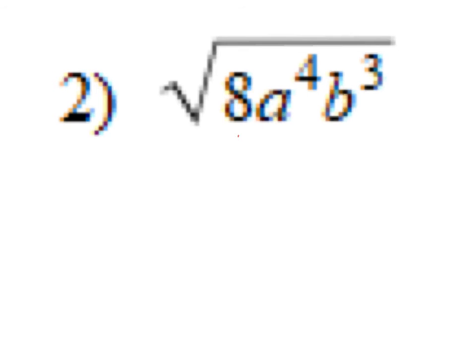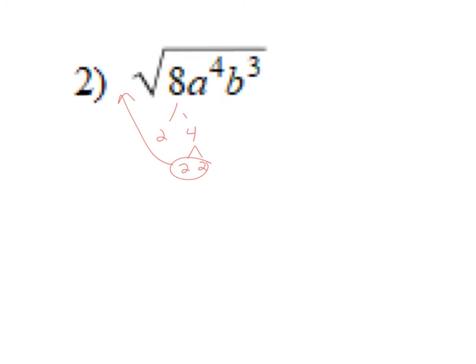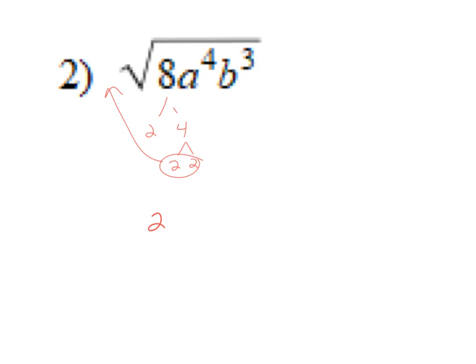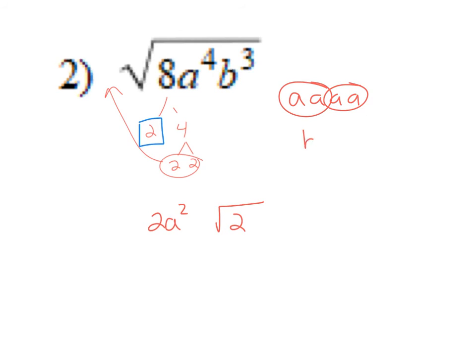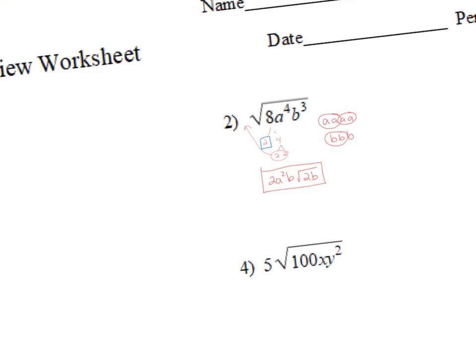All right, number 2, we're going to break down 8. We'll go to 2 and 4, and then 2 and 2. The 2's pair up and move out. So you have 2 on the outside, and a 2 left over on the inside, because this guy didn't have a buddy. Now your variables, you have 4 a's. So you're going to pair them up and move them out. You're going to have 2 pairs there for a squared. B to the third, pair them up, move them out. So you put a b on the outside and a b on the inside. And that's your final answer.